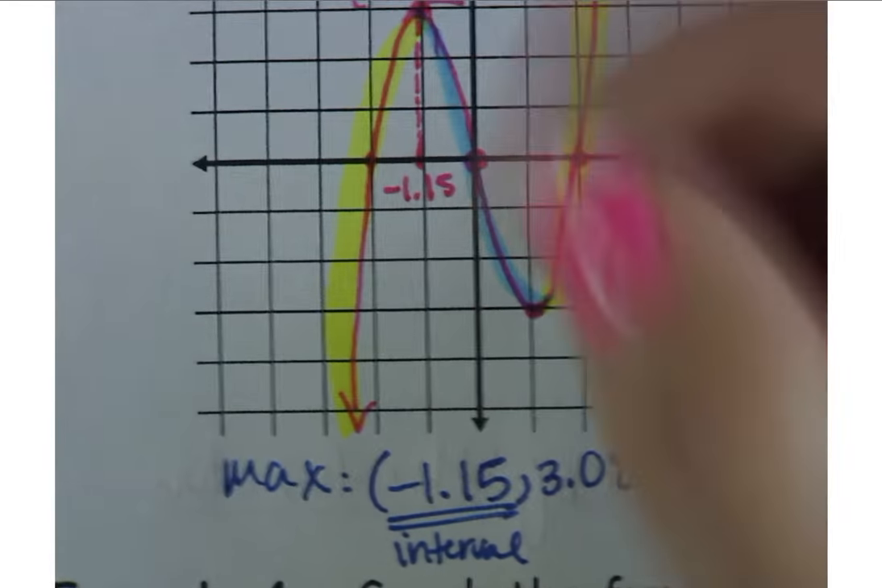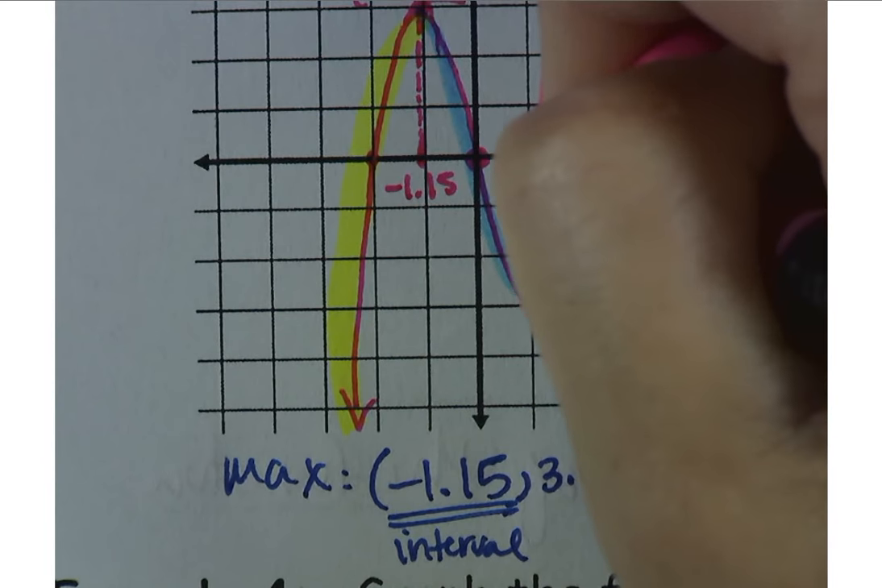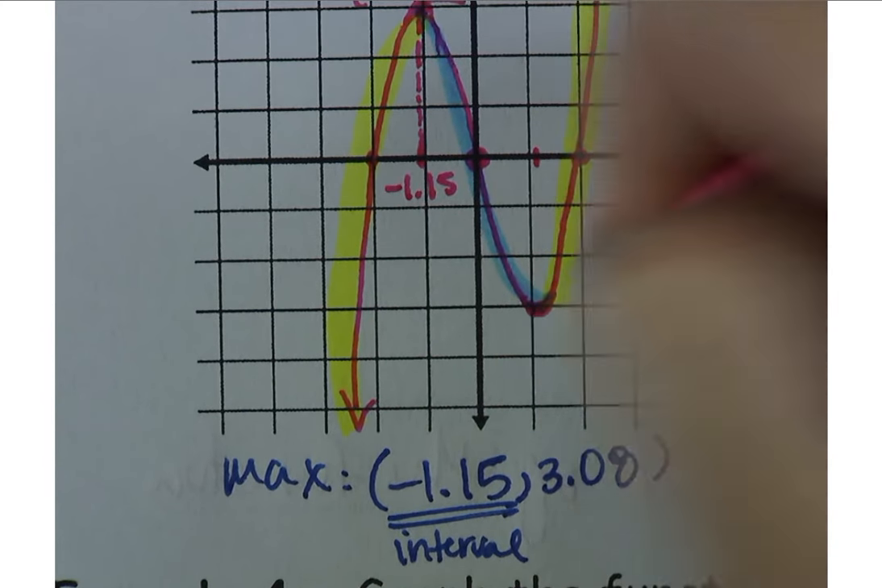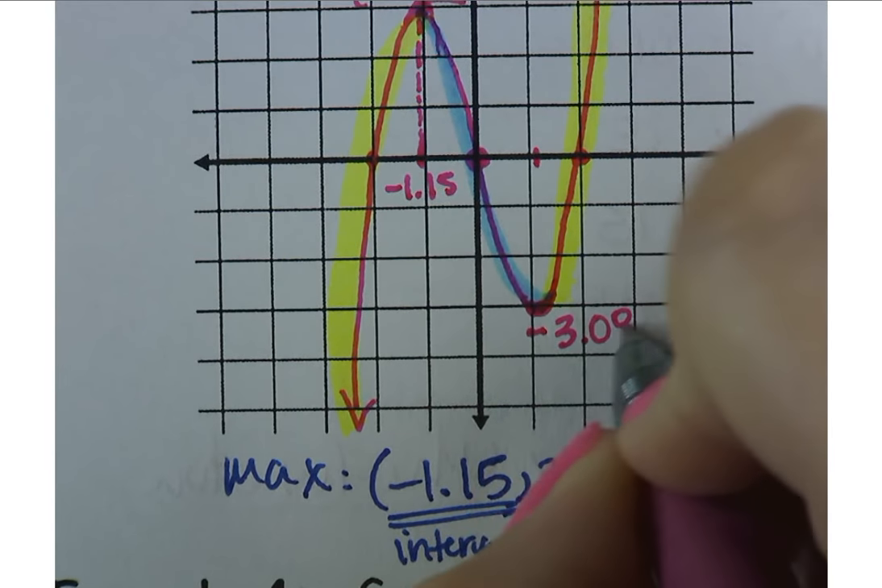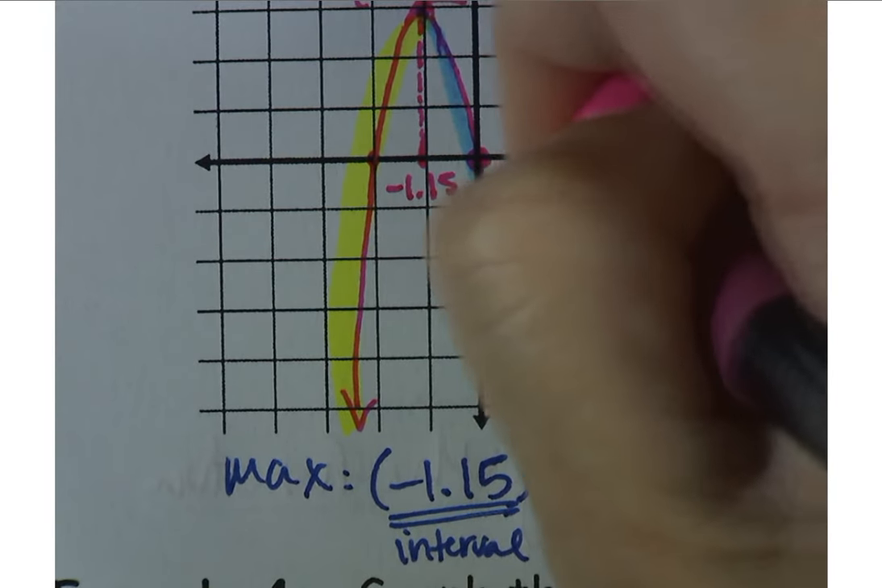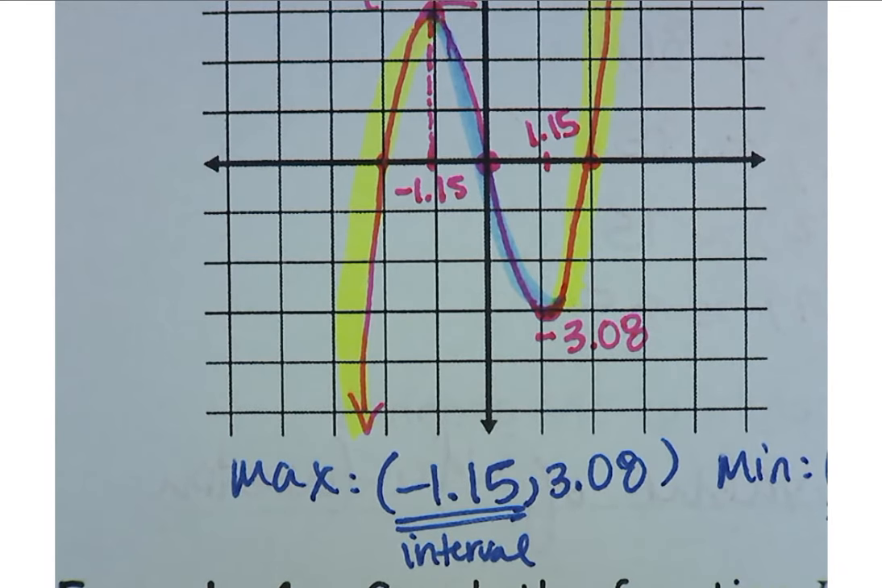And then same thing here. So this one, again, this is where your max is, or your minimum is, negative 3.08, and then the value on x is going to be 1.15. So we were finding the intervals on which it was increasing.